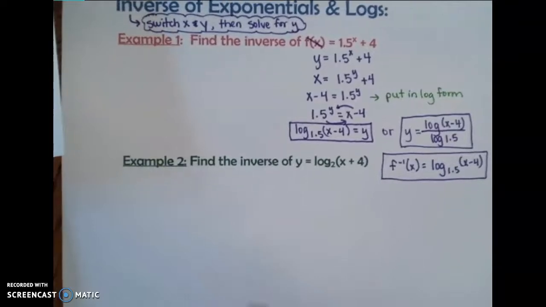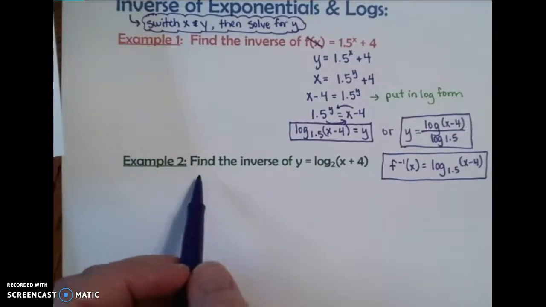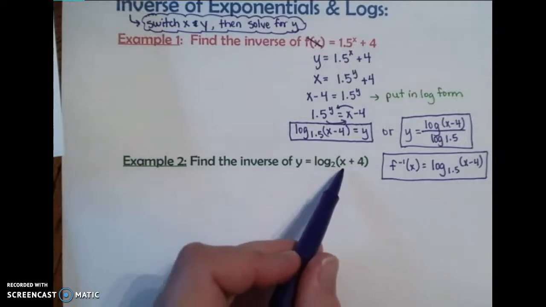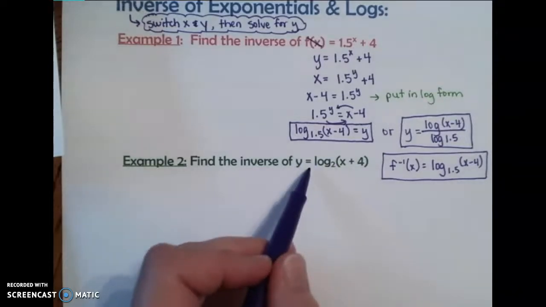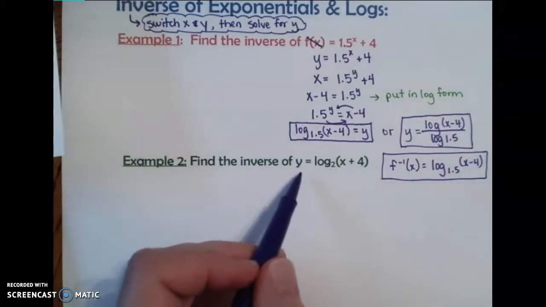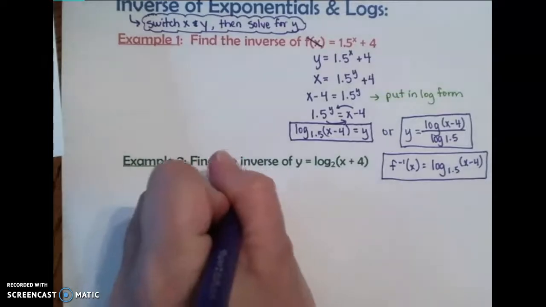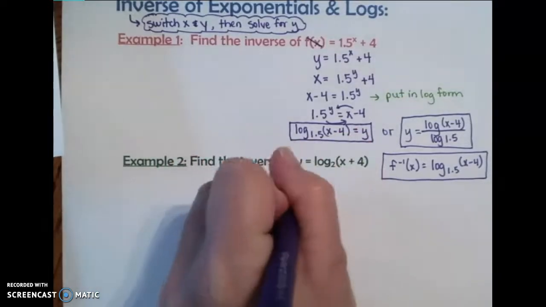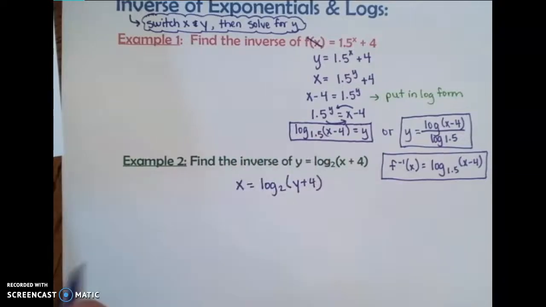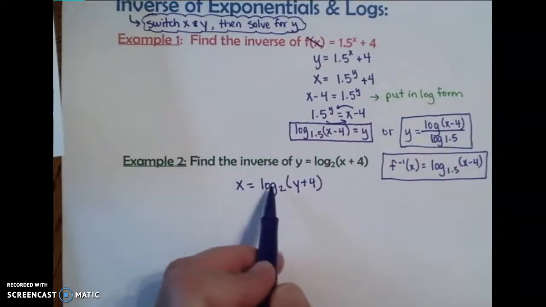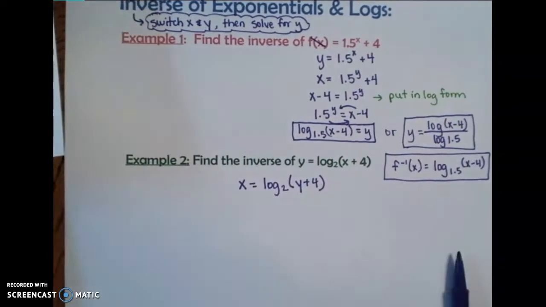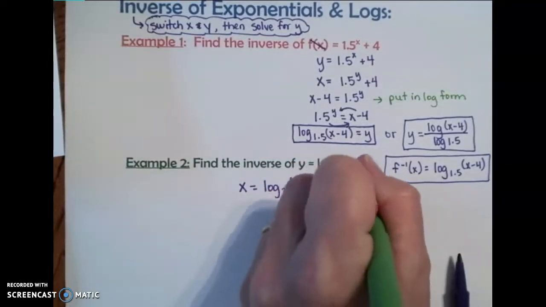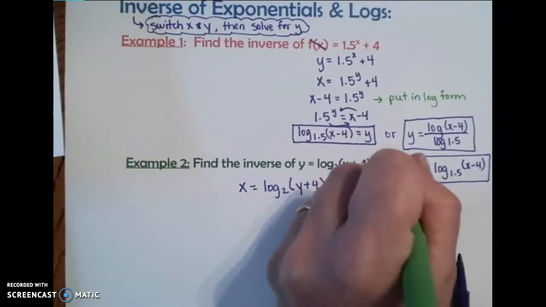Okay. So then our second example says find the inverse of y equals log base 2 of x plus 4. So we now have a log equation. I guess you can kind of figure out where we're going with this. So I'm going to change that y to an x, log base 2, change that x to a y. So you have a single log, and to solve that, we want to go to exponential. So put in exponential form.